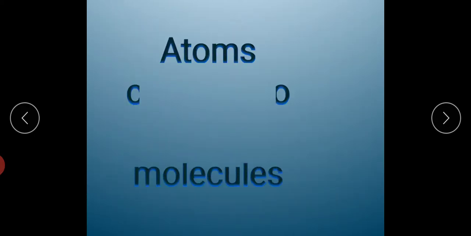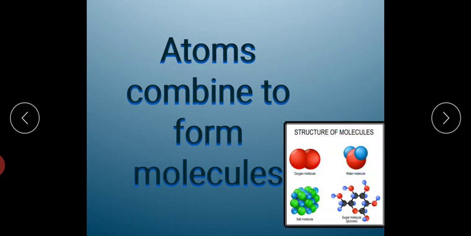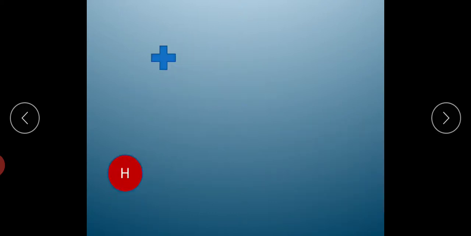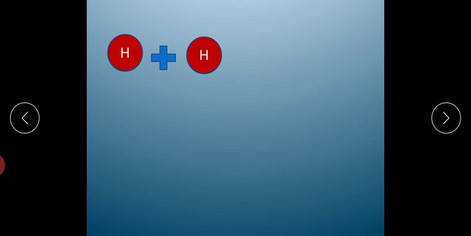Look at this. Here you can see some of the examples of molecules. In some you can see one, in some there are two, three, or in some there are many. Now, in this slide, you can see we have two hydrogen atoms. They combine to form a hydrogen molecule. So, one hydrogen molecule has two atoms. In short, we can write hydrogen molecule as H2.